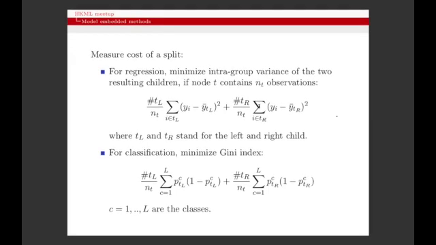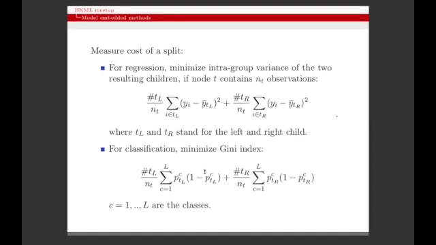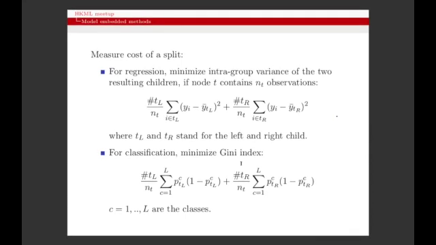For classification, there is a similar weighted average that is given by the weighted average of the Gini index, which is given by the following equation, where we want to minimize the total variation among classes of one group.